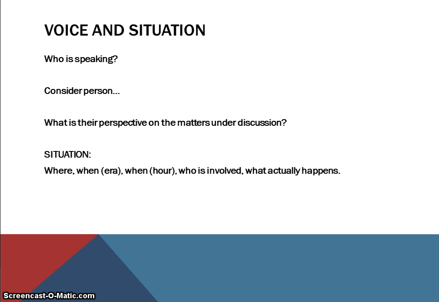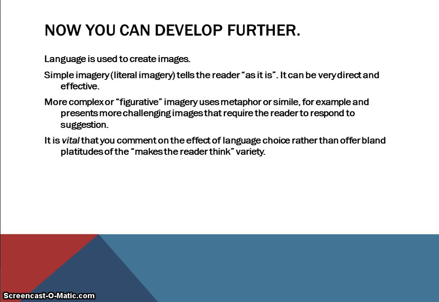To clarify some of these, voice is a question of who is speaking. We consider person, and therefore their perspective on the matter under discussion. Are they actively involved, or are they standing observing? In terms of situation, or setting, I suppose, we're looking at where it's set, when, era, when, hour, who's involved, what actually happens. Does anything happen in the poem, or is the poem a philosophical discussion of an abstract concept such as love? These are the things at this point to think about before moving on.